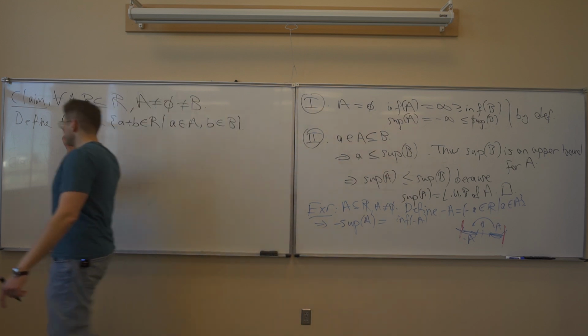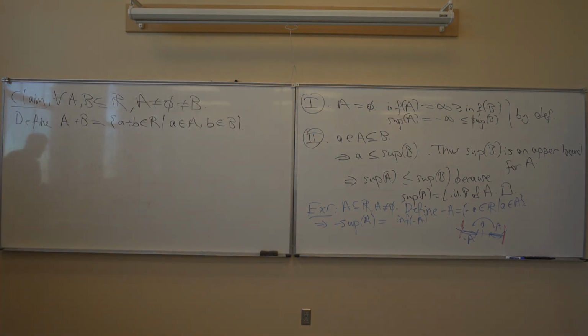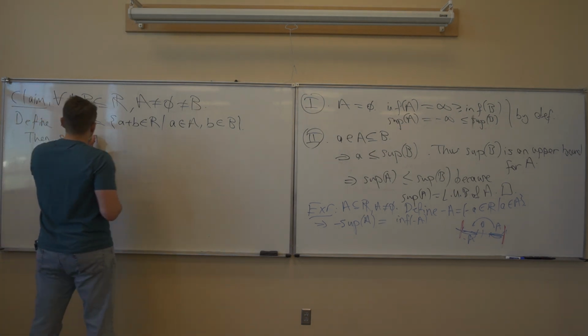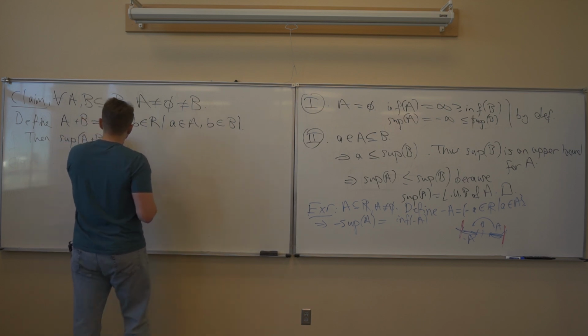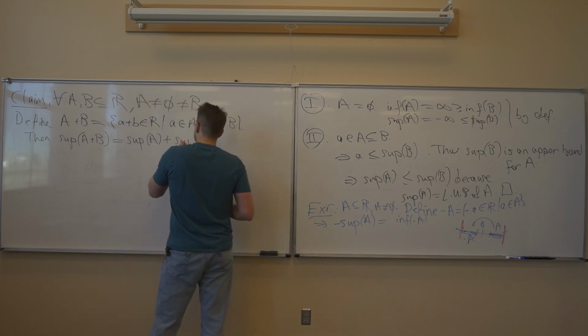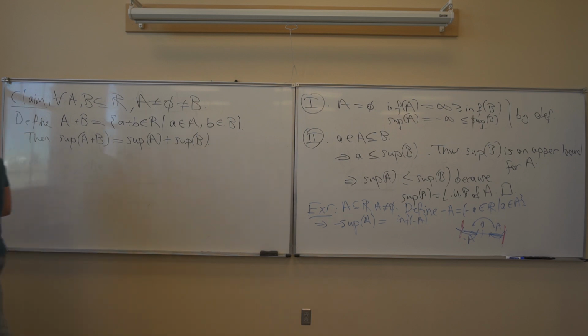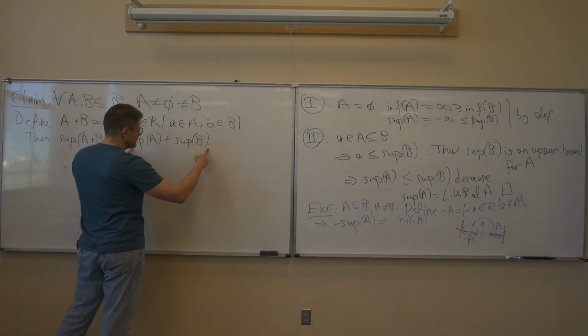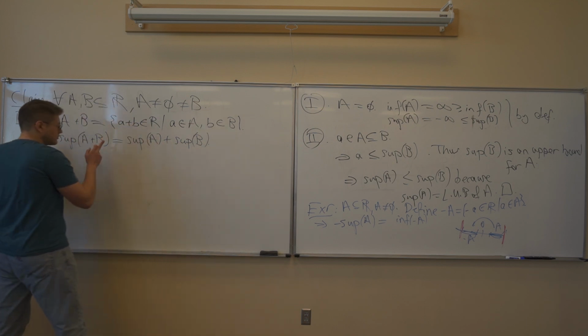Well, I want to relate the sup of this guy to the sums of the sups. It turns out that they're equal. That's the claim. How to prove it? Well, first I'm going to try to show that this guy is bounded from above, let's say, by this, and then this guy is bounded from above by this.